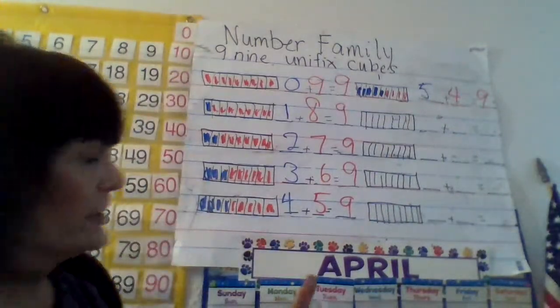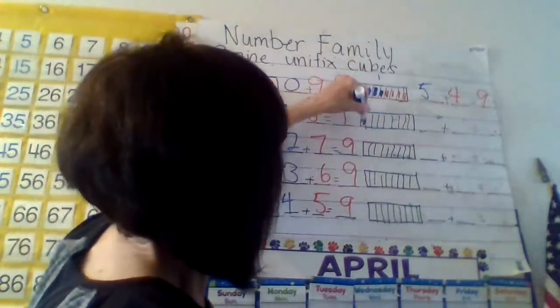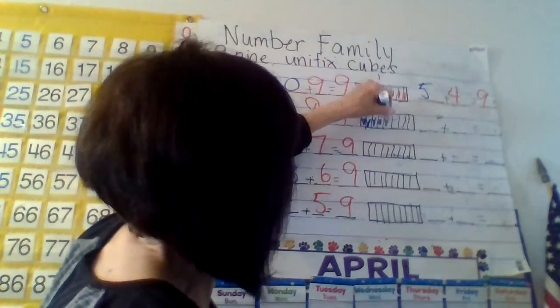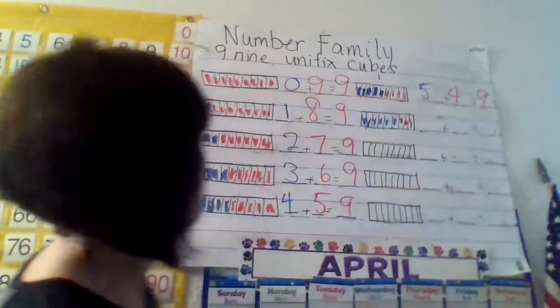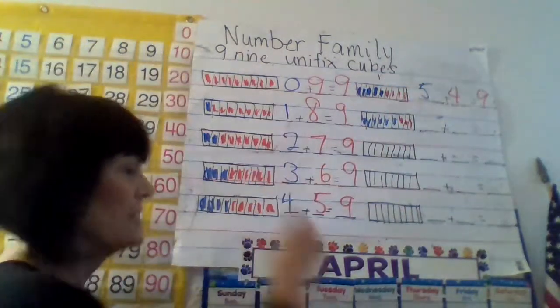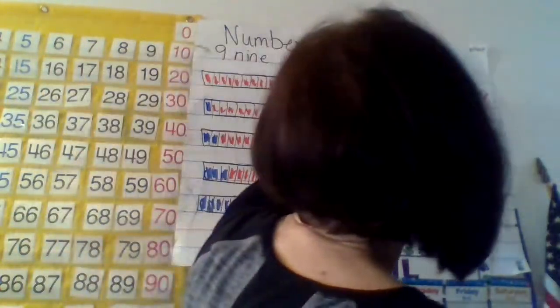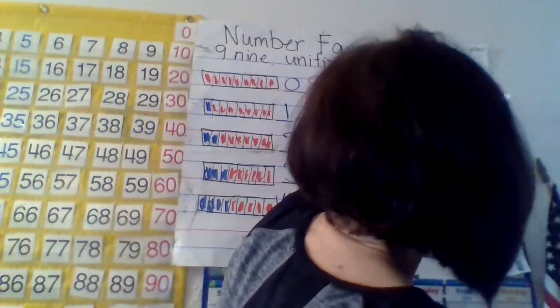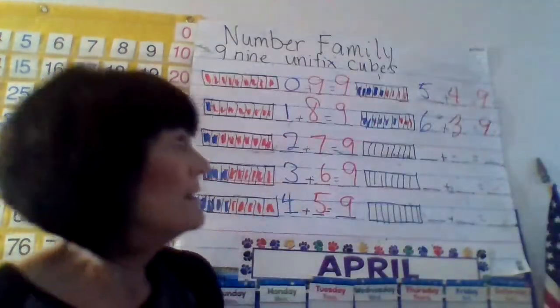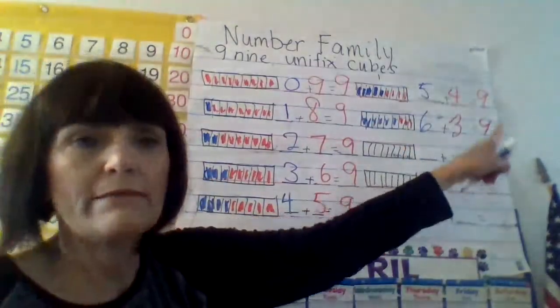All right, now we're going to go to 1, 2, 3, 4, 5, 6 blue and 3 red. Well, we know from 3 plus 6 equals 9 that this is going to equal 9 because you can move the addends and still end up with the same answer.